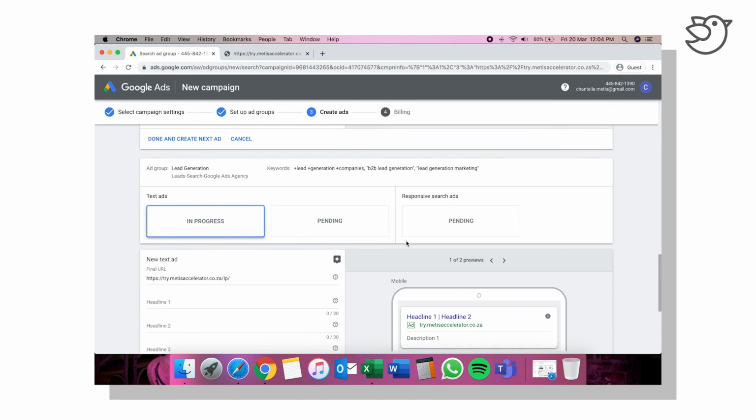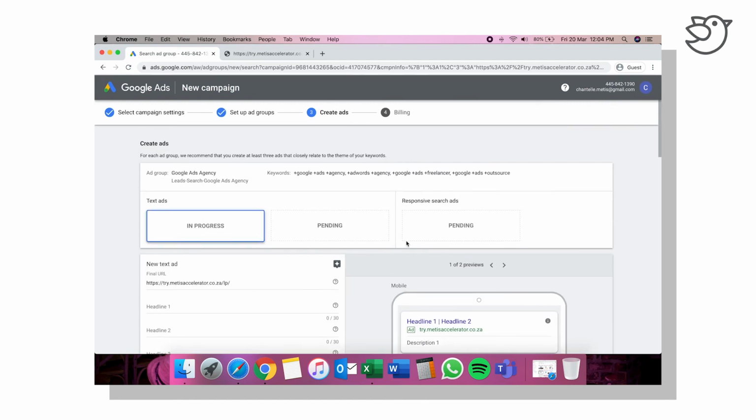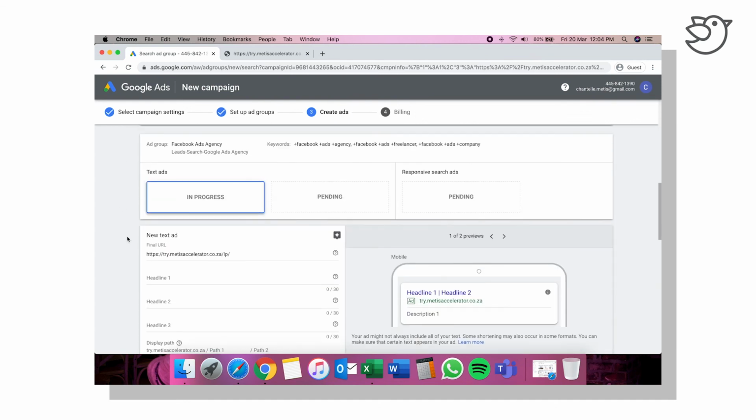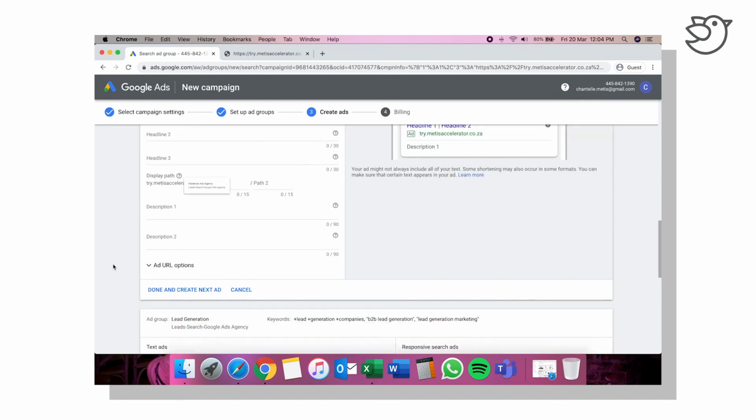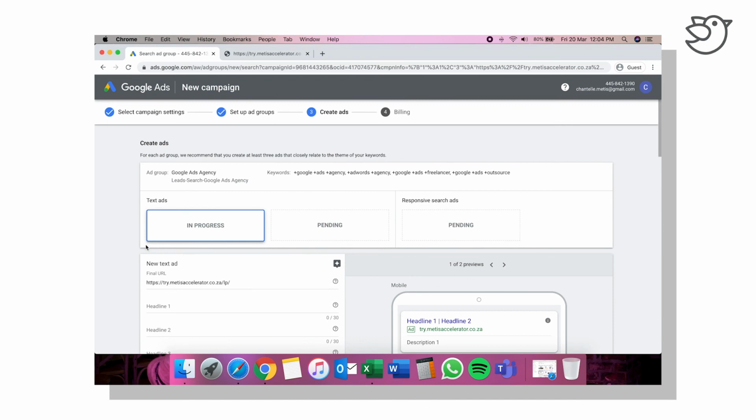Okay, so now it's taken us to our ad copy, and we'll be going through that in a moment. What I wanted to first show you is that it's got our ad group at the top here, and then you'll see there's our second ad group, and there's our third ad group, and essentially what it's now asking us is to write an ad for that particular ad group, and you can catch that in our next video.